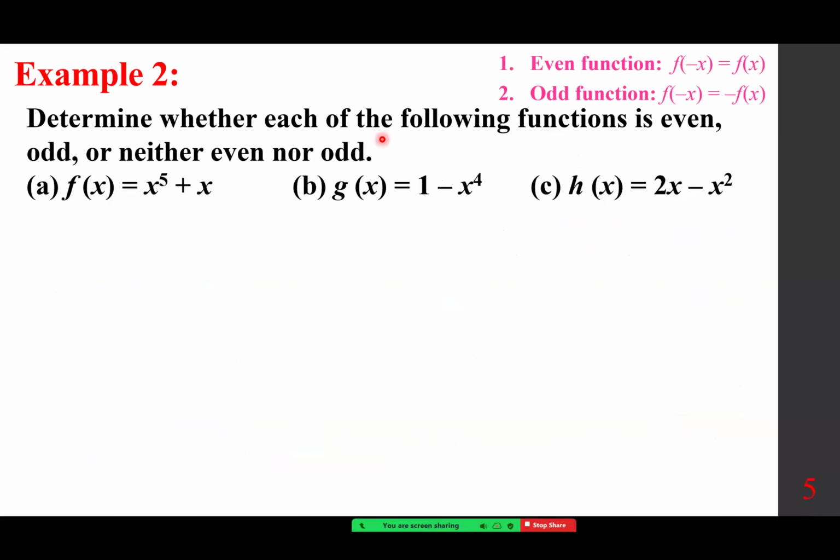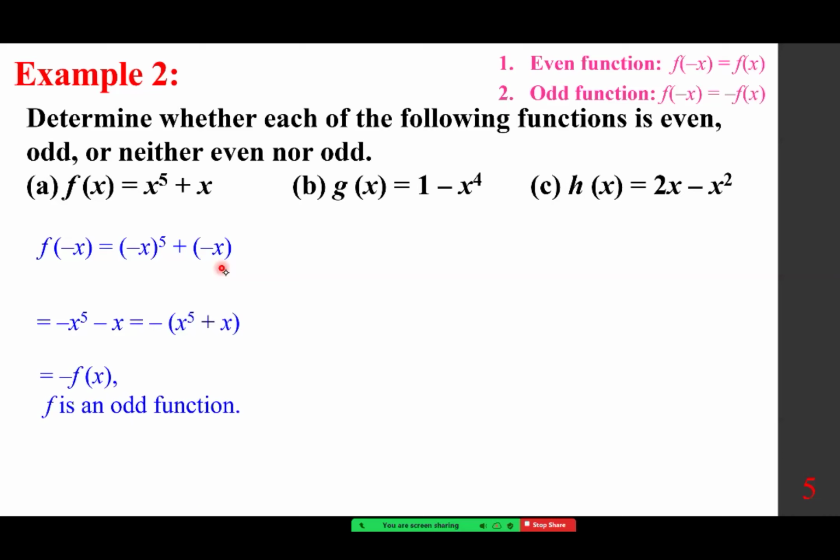Determine whether each of the following functions is even, odd, or neither. I'm reminding you of the definition of even versus odd. Basically, all you have to do is replace the x with minus x and observe. For the first one, f of minus x becomes minus x to the power of 5 plus minus x. This becomes minus x to the power of 5 minus x, and we can factor the negative out, and therefore it becomes minus f of x, which is an odd function.